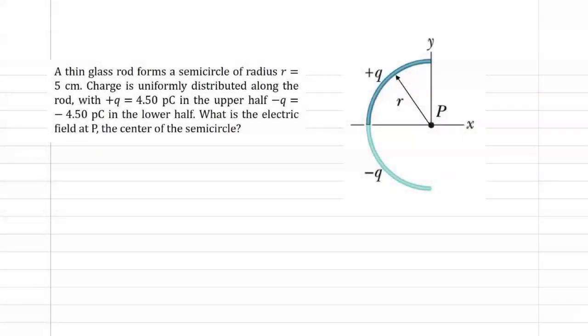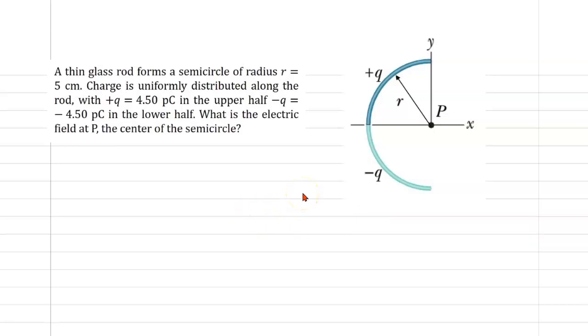Okay, let's do this problem. A thin glass rod forms a semicircle of radius r equals 5 centimeters. Charge is uniformly distributed along the rod with plus q equal to 4.50 picocoulombs and minus q equal to negative 4.50 picocoulombs in the lower half. What is the electric field at P, the center of the semicircle?